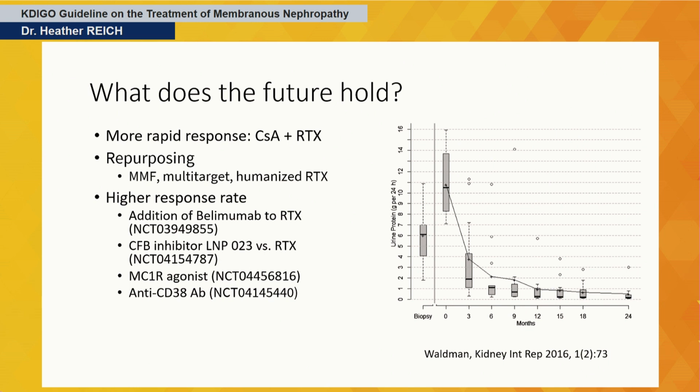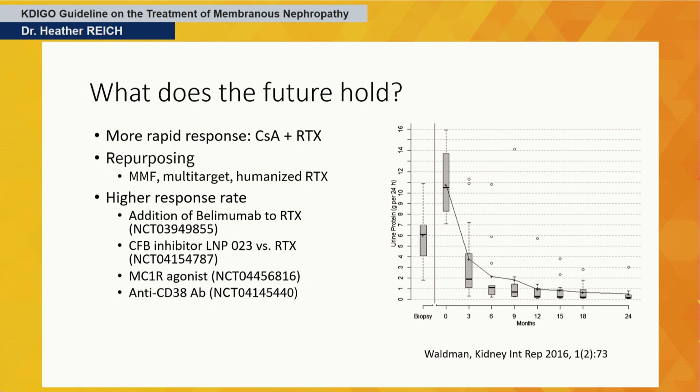So what does the future hold in terms of new developments in membranous nephropathy? Most of the complications like VTE occur early in the course of membranous nephropathy, and therefore there is an interest in inducing a more rapid clinical response. And this is the hypothesis underlying the study that's underway by the NIH, led by Dr. Waldman, where 6 months of cyclophosphamide are being given in addition to rituximab to see if an earlier reduction in proteinuria can be achieved. And there are some preliminary data that would suggest that this may be the case.